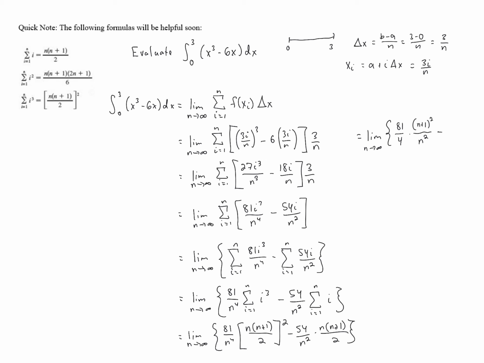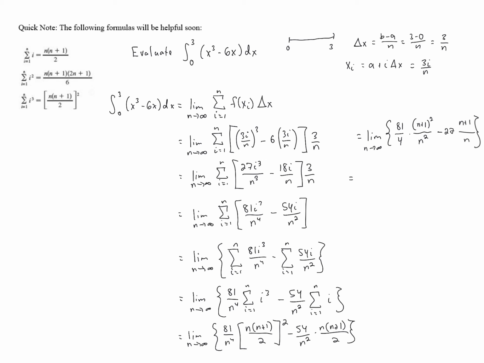Perfect. And then in this second group, 54 divided by 2 is 27. And then we can have 1 of these n's cancel out. And then we've got times n plus 1 over n. All right, we're getting there. I promise we're getting there.